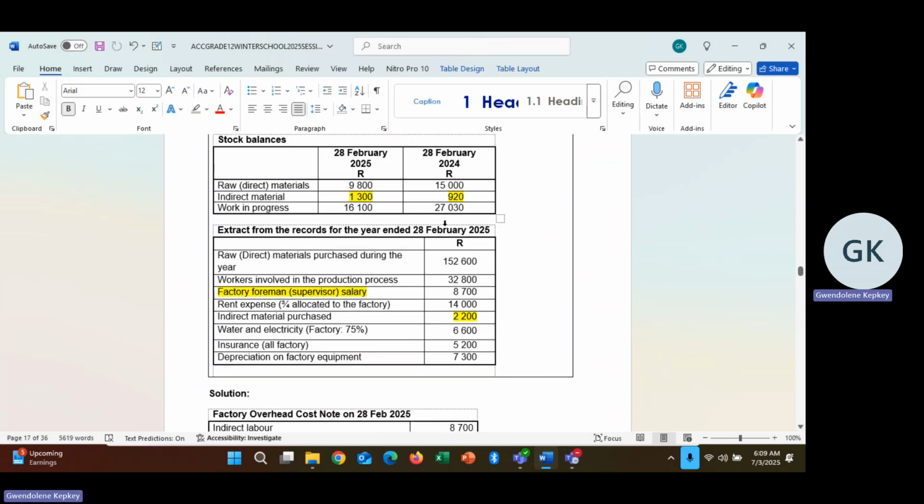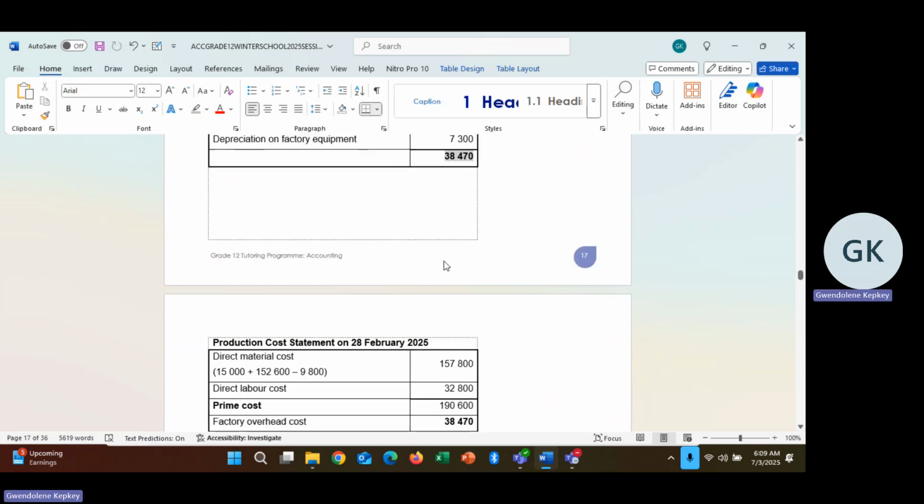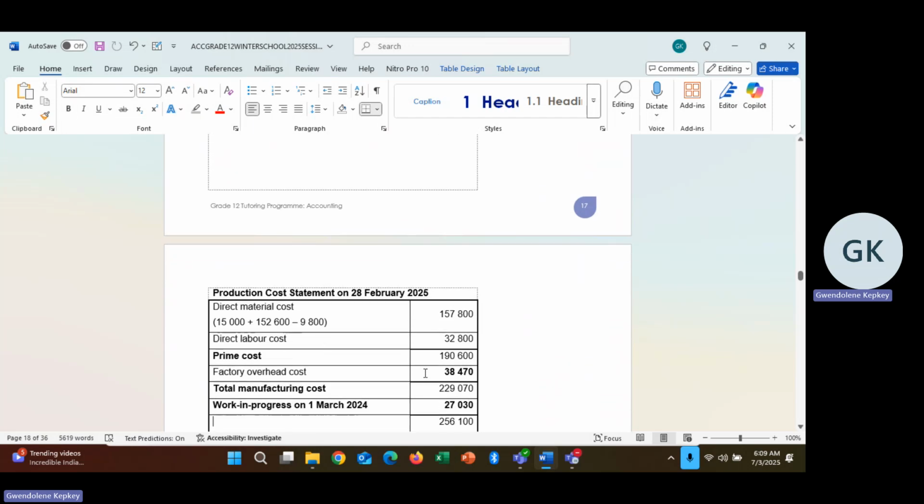My raw material in the beginning was 15,000. I have raw material at the end of 9,800. I have purchased in total raw material to the value of 152,600. So that calculation will be as follows: my beginning plus my purchases minus what I have at the end, 157,800.